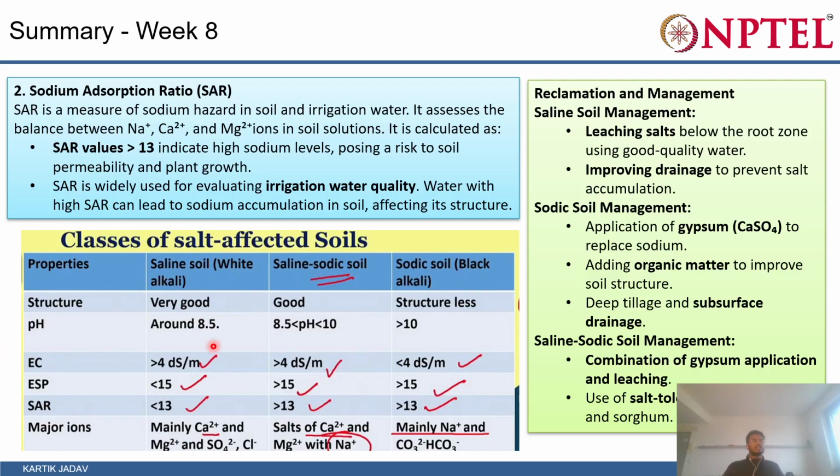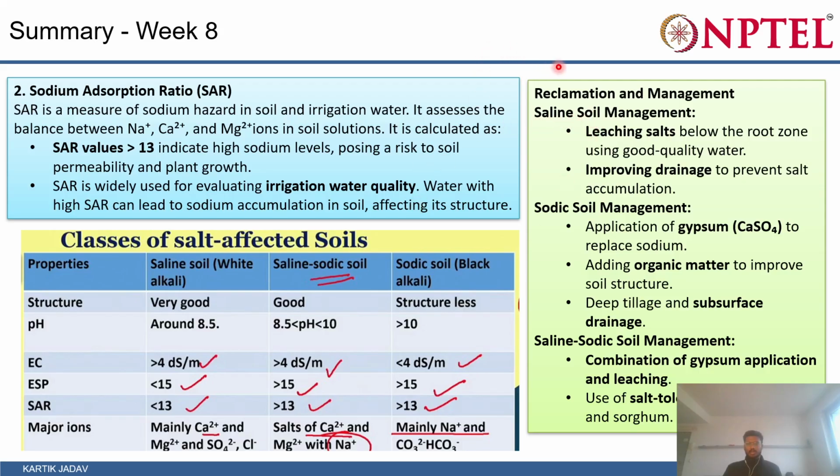If you have saline soil, its electrical conductivity is generally greater than 4 decisiemens per meter, and saline sodic soil again has greater than 4 decisiemens per meter, while sodic soil, the black alkali soil or alkaline soil, has less than 4 decisiemens per meter. For sodium percentage, sodic soil has higher sodium content, greater than 15, but in case of saline soil it is less than 15. And these are the major ion contributions in this kind of soil, right?